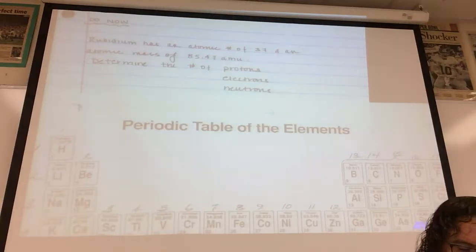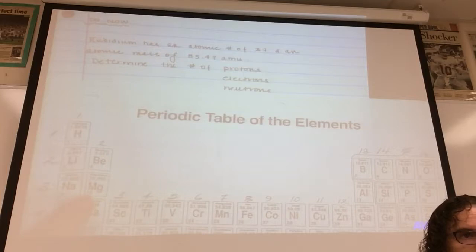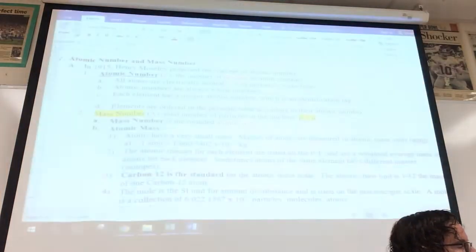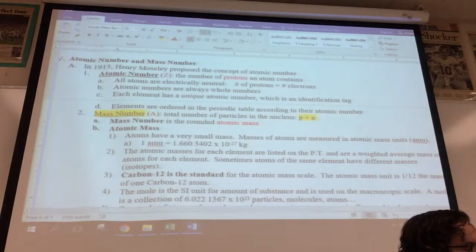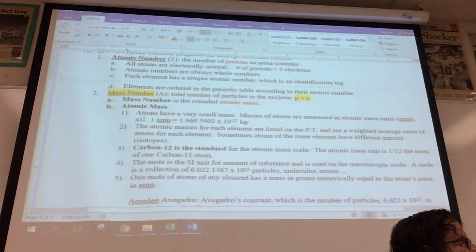So on the periodic table is the atomic mass. The rounded atomic mass is the mass number. The whole number is the atomic number. There's some information here about the atomic mass, more than you need to know at this point. A few things I'd like you to take home.